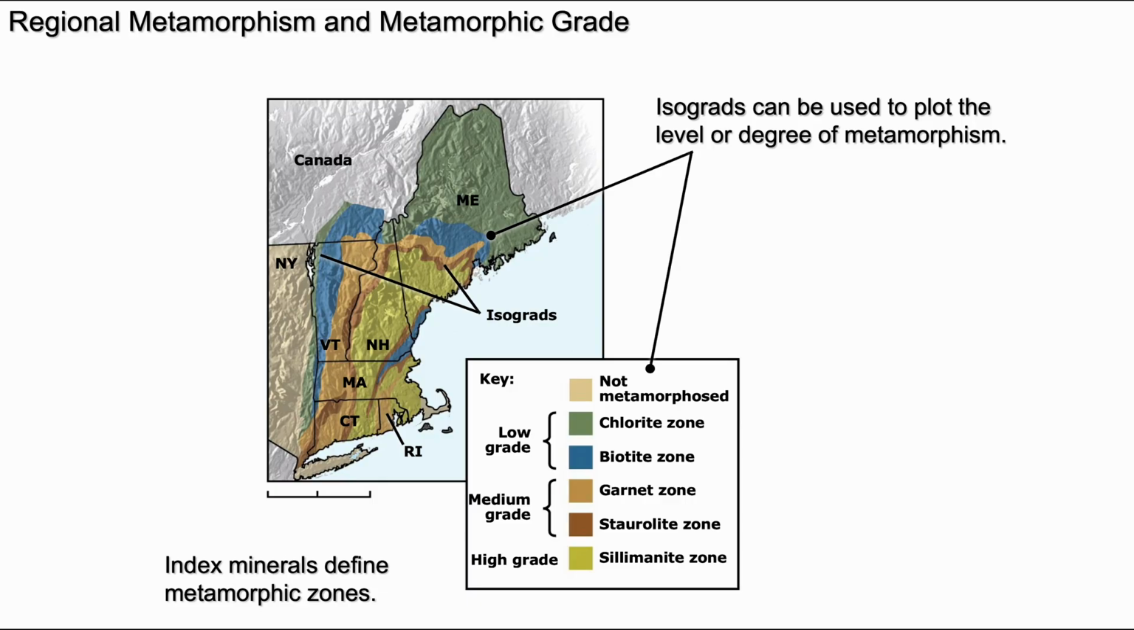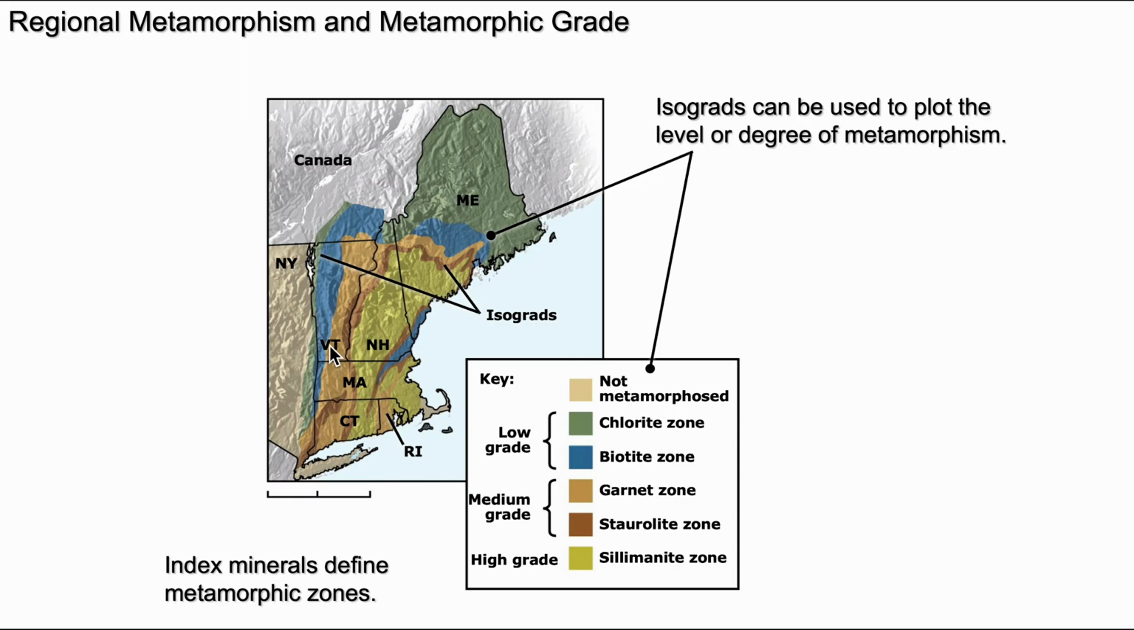Here we have an example from the northeastern United States where after continent-continent collision, we have increasing metamorphism as you approach that collision zone. So out here, the non-compressed, non-heated rocks are non-metamorphosed. As a rind around that non-metamorphosed material, we have the chlorite zone, so greenish metamorphic rocks.